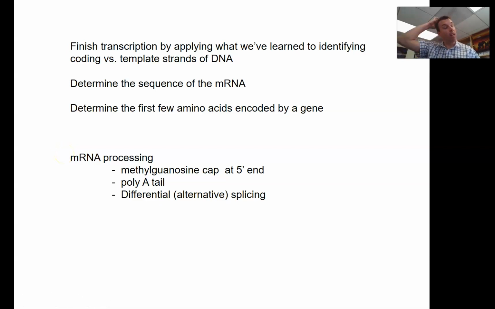So there's three main aspects of mRNA processing that you have to understand and know. One is the 5' methylguanosine cap. The second is the poly A tail, and this is at the 3' end. And then we'll talk about differential splicing, although your book calls it alternative, so either of those terms are synonymous. And these are the main aspects of mRNA processing that's really important to go from a pre-mRNA after transcription to a mature mRNA that can be used for translation.